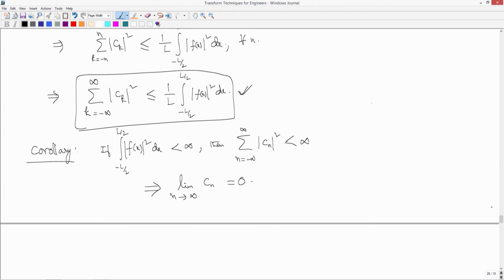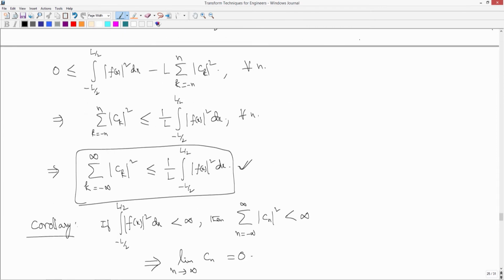So this is straightforward from the number series. If sigma a_n, from 0 to infinity or minus infinity to infinity, is finite, then the limit of a_n has to go to 0. The proof, why is this so? We will use a contrapositive argument: suppose this limit of a_n is not equal to 0, okay, then what happens? So this converges to some non-zero quantity, some L.